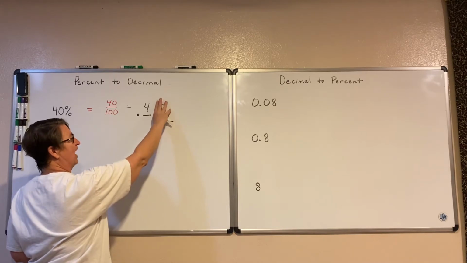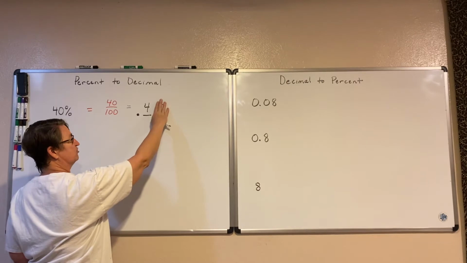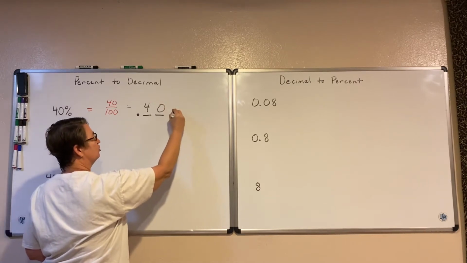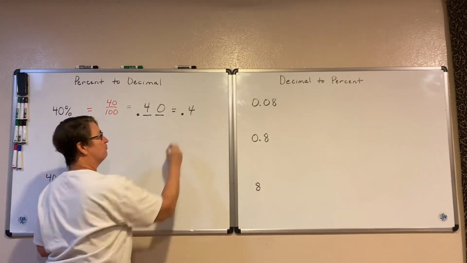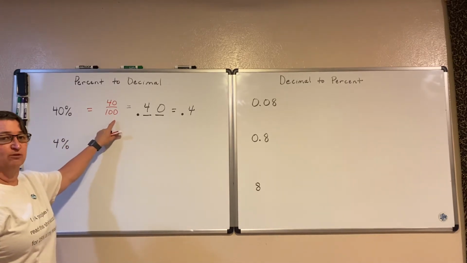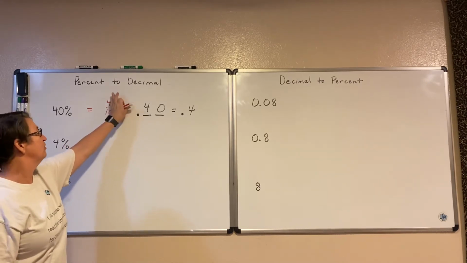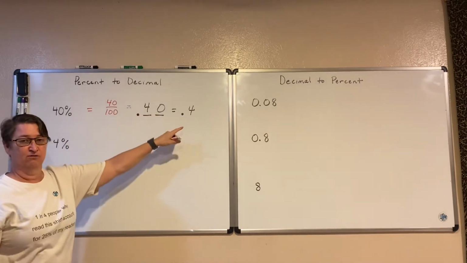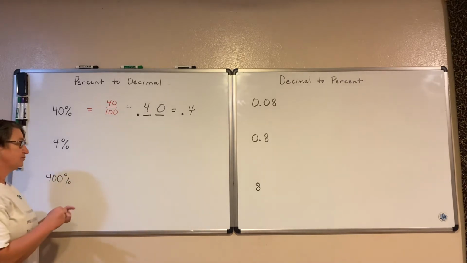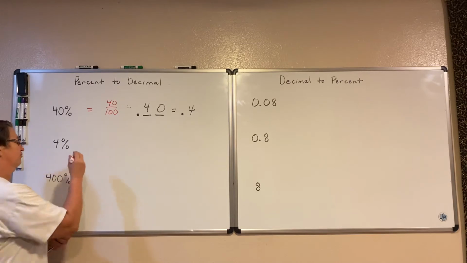Or remember that having 4 dimes and no pennies is the same as just having 4 dimes. So you could just rewrite that as 4 tenths. Or if you think about simplifying this fraction, divide the top and the bottom by 10, and you end up with 4 tenths. Here, let's first turn this one into a fraction, and then we'll look at it as a decimal.